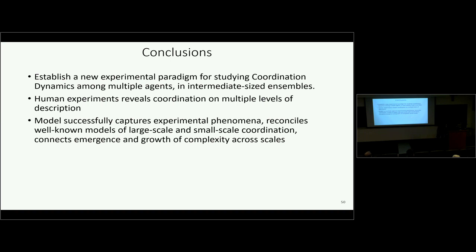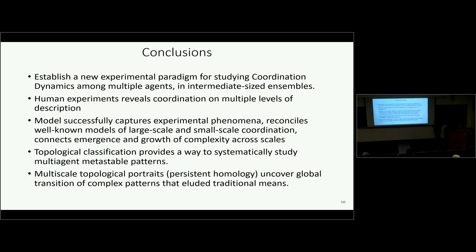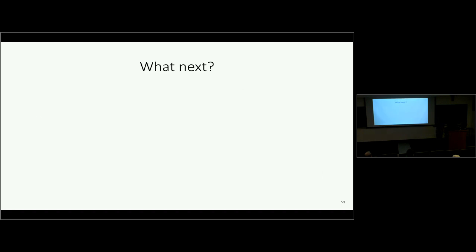And I also found a critical parameter that connects the emergence of behavioral complexity across multiple scales. And then I showed you how to think about the complex metastable patterns observed in the experiment and the model through topological classification. And finally, I showed you how to use topological data analysis to construct topological portraits across multiple scales and detect important transitions in the single trial dynamics.